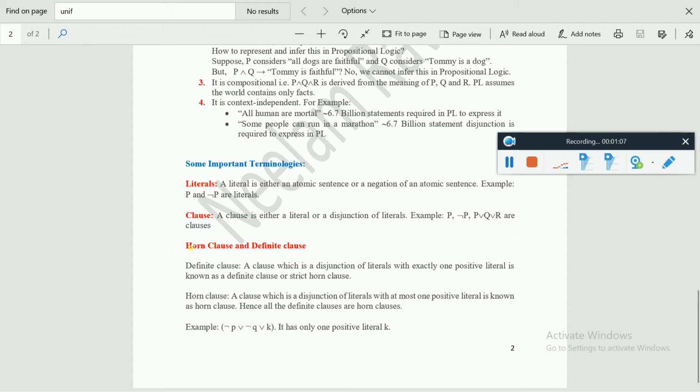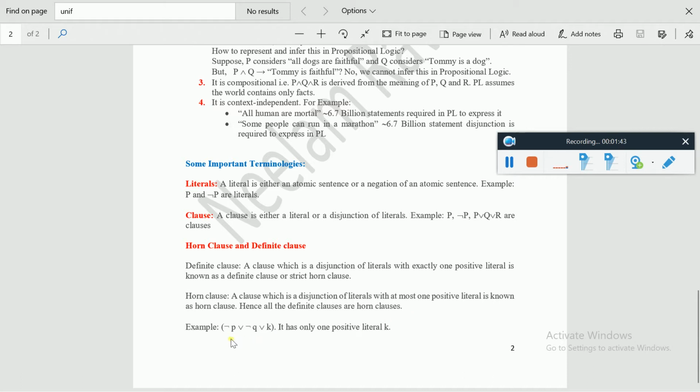The third terminology, that is horn clause. A clause which is a disjunction of literals with exactly one positive literal is known as a definite clause or strict horn clause. And a clause which is a disjunction of literals with at most one positive literal is known as a horn clause. So all the definite clauses would be horn clauses.